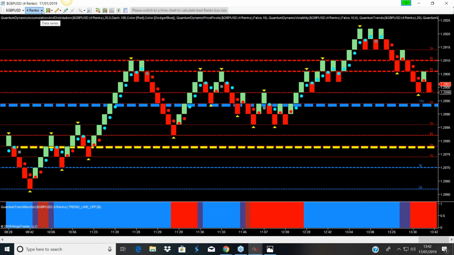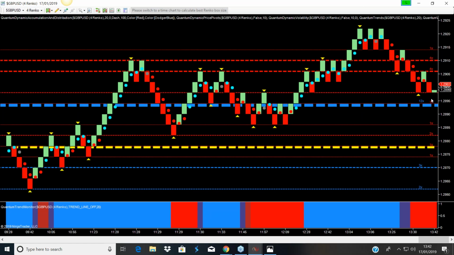So that's on 4 pips. For every 4 pip move, a Renko brick will post. The Renko Optimizer is a relatively new indicator to the quantum suite, and it basically allows you to set the correct brick size for the time frame that you are looking to trade.